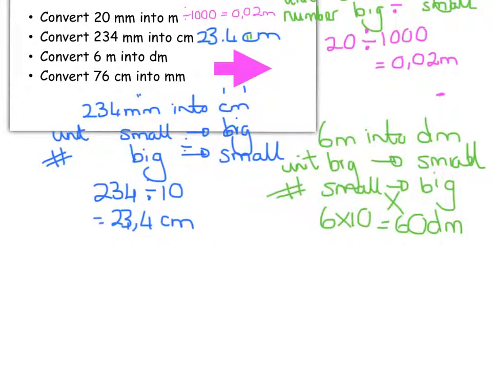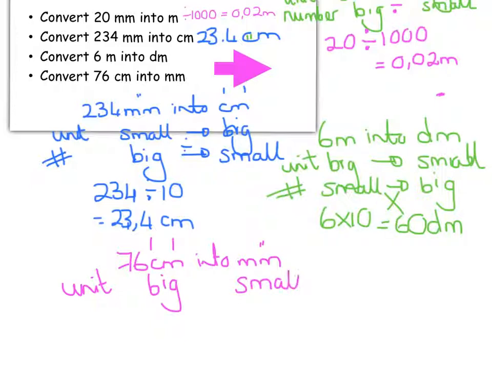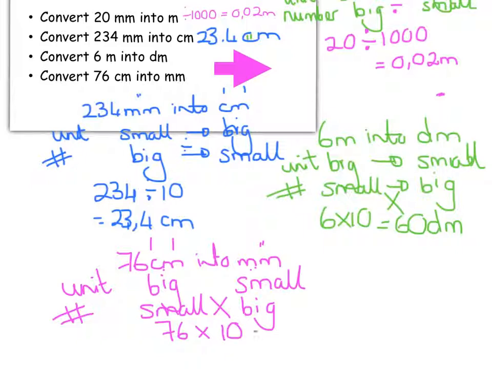If I take my next example, I'm going to say 76 centimeters into millimeters. I'm going to take a look at my unit. 1 centimeter is quite big when I compare it to 1 millimeter. So my unit is going from big to small, and therefore my number will go from small to big. How's that going to happen? I will multiply. So I will take 76 and I will multiply. If I'm moving between centimeters and millimeters, I have got a conversion factor of 10. So I go times by 10 and that becomes 760 millimeters.